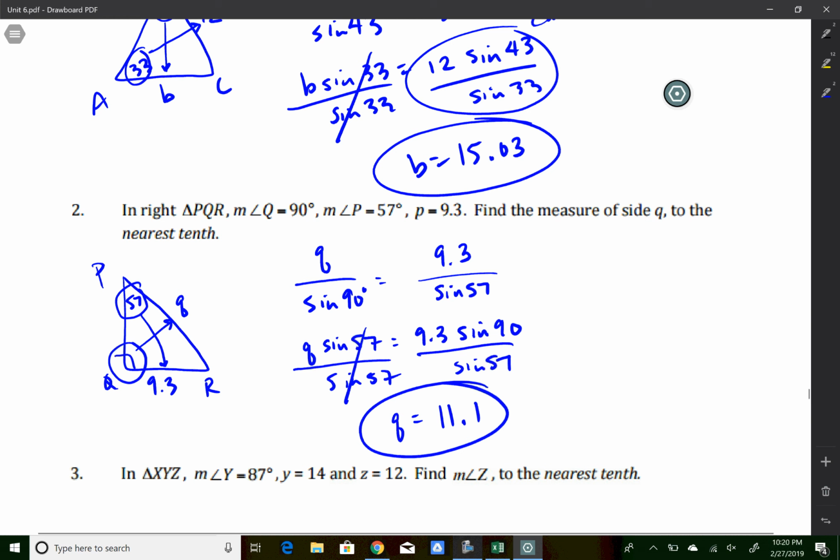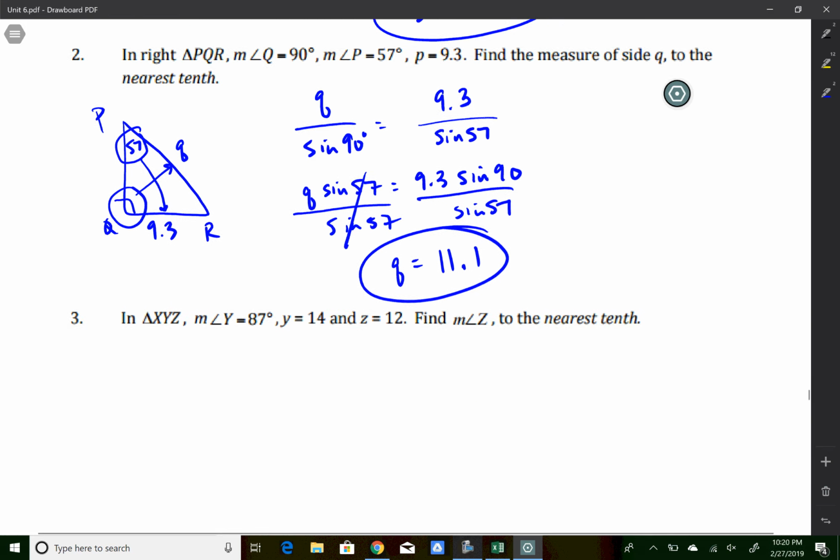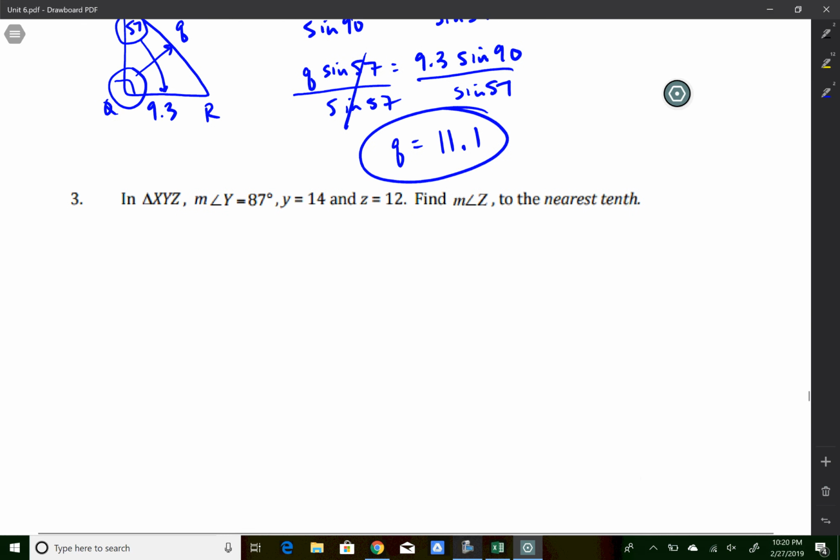So number 2 is a good question because it's showing you that if you don't like SOHCAHTOA and you like law of sines better, you could use law of sines for every single question that I ever give you, right? If you like SOHCAHTOA better, if you see a right triangle, use SOHCAHTOA, right? But law of sines can be used when we don't have right triangles, like number 3.